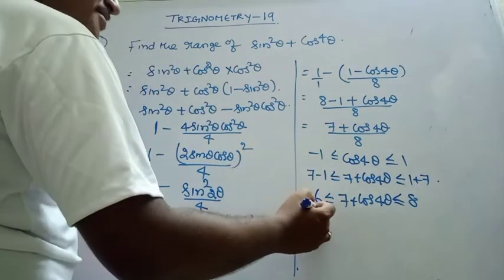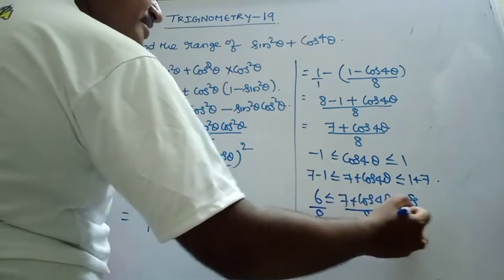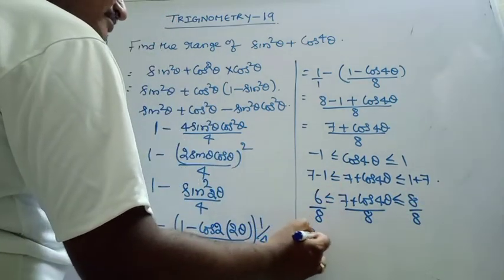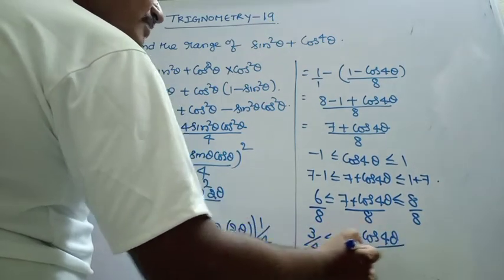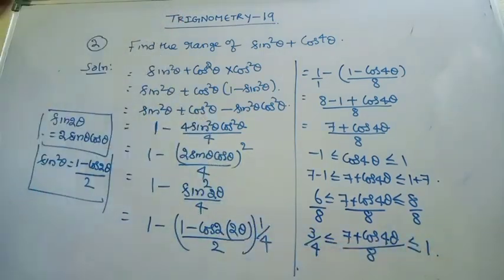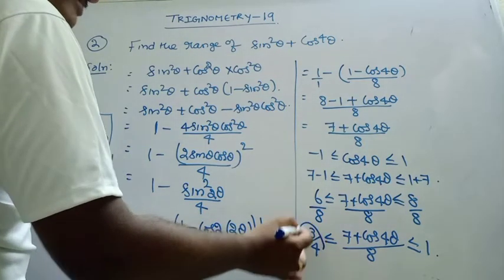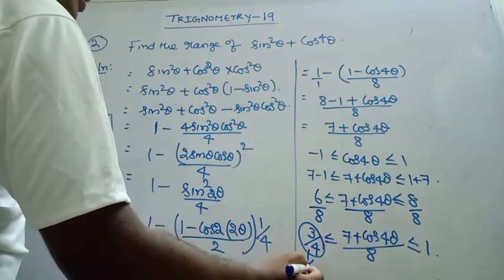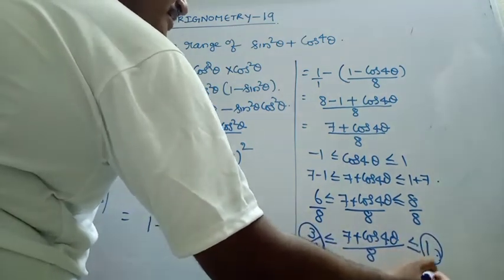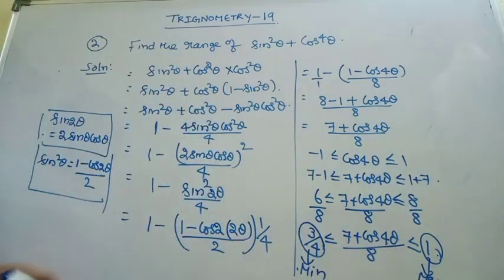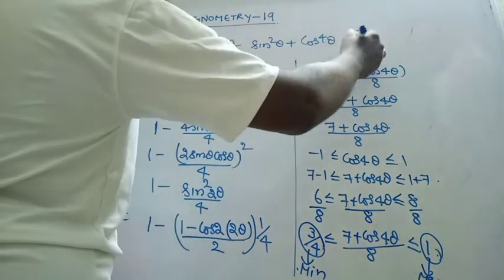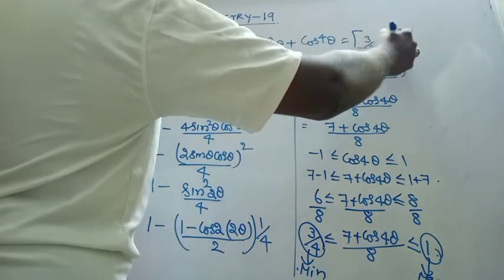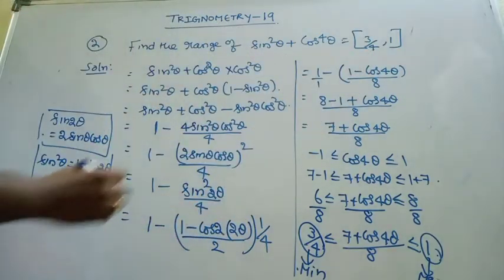Now you divide by 8: 6 by 8, that is nothing but 3 by 4, less than or equal to (7 plus cos 4θ) by 8, less than or equal to 1. Therefore you have got the range, my dear students: the minimum value is 3 by 4 and the maximum value is 1. Therefore the range is 3 by 4 comma 1, like this.